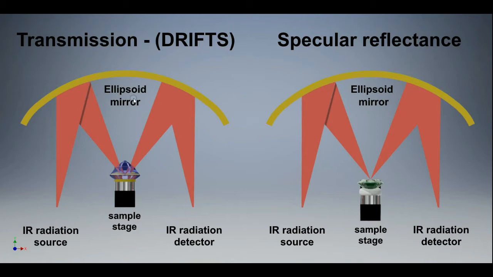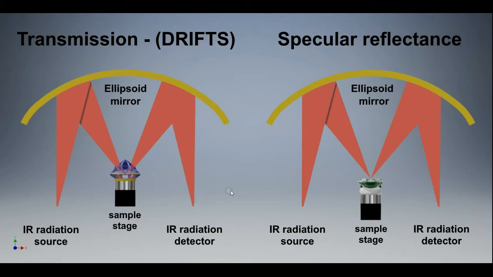On the left, the transmission mode, which uses a modified sampling setup created for the diffuse reflectance. The infrared radiation coming from the source is reflected by the ellipsoid mirror towards the stone. It crosses it, and it's reflected upwards by the golden sample stage. The ellipsoid then focuses the beam on the detector. This is the most used technique, and it's practically always adopted unless the stone cannot be crossed by the infrared radiation.